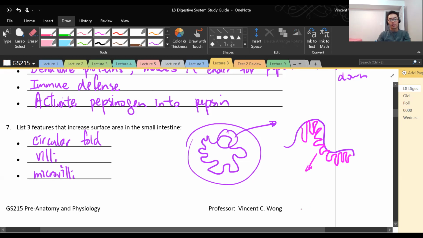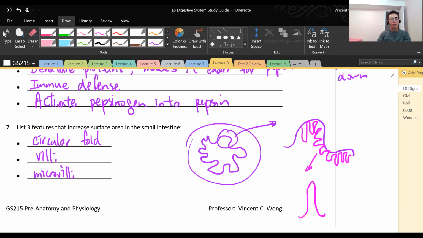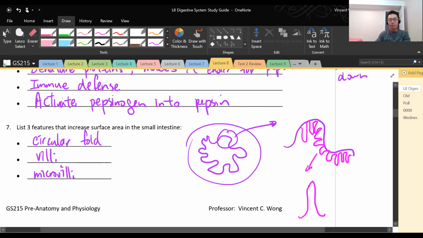And then if you zoom in on one of the villi, you will see that they are actually made up of cells that have more little hairs on them. So these little hairs, they're microvilli. These pink ones, they are villi. And then these are circular folds. I'll show you the microscope slide in a bit, and then you can see what they actually look like.